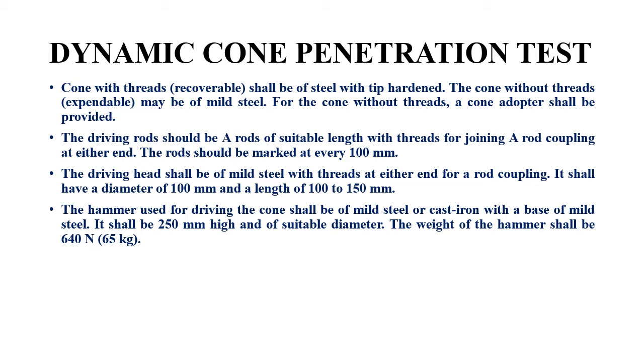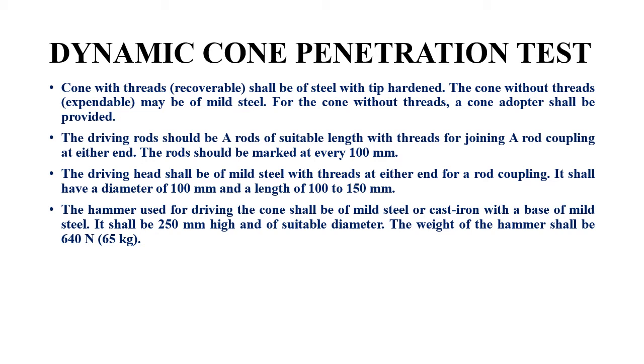So basically the different apparatus which comes into play are definitely the penetrometer, which is the cone. Okay. It is made of steel with tip hardened, and when you're using a cone without threads, then you have to fix a cone adapter also. When you're using a cone with threads, then adapter is not required. Okay. Then the cone is attached to this driving rod of suitable length, and of course you can increase the length of the rod.